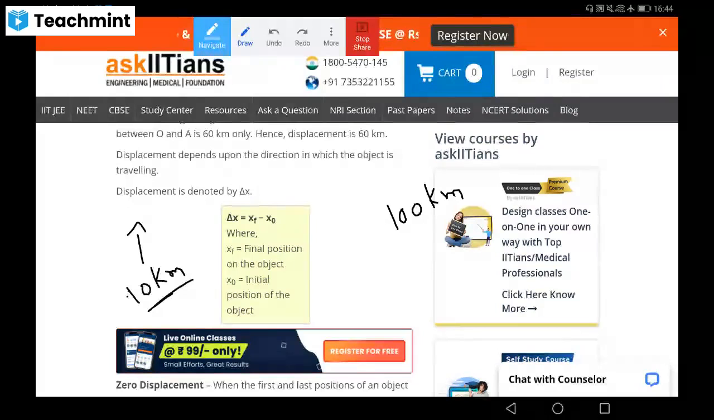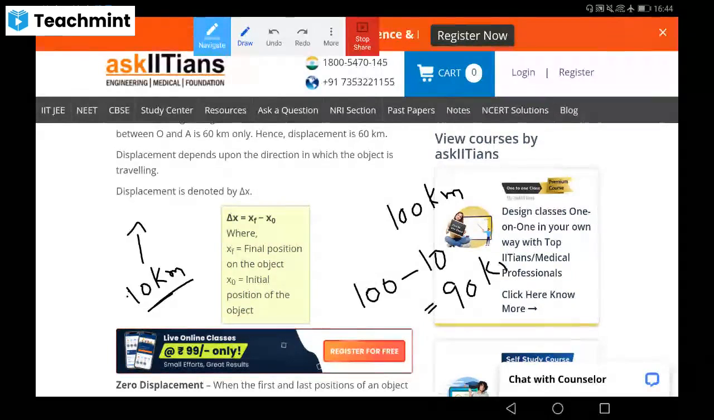Okay, so now what will be this? 100 minus 10, that will give me the displacement. How much has this vehicle displaced? It has displaced 90 kilometers. If the starting point was zero, then the displacement will be 100 minus 0, that is 100 kilometers.